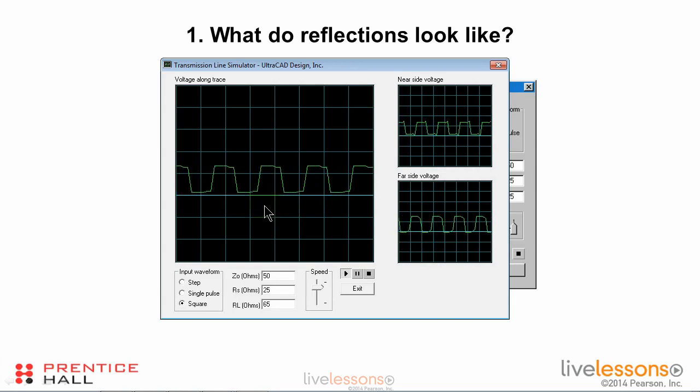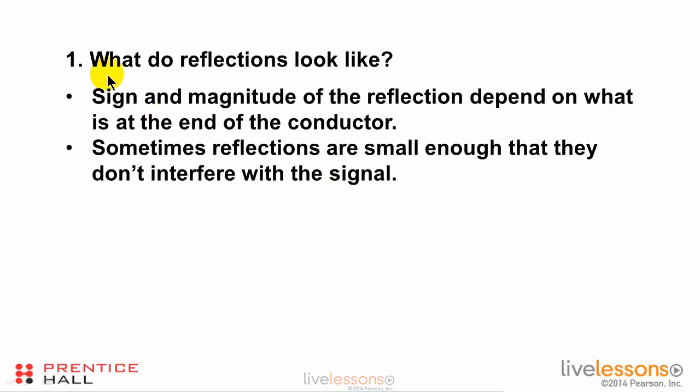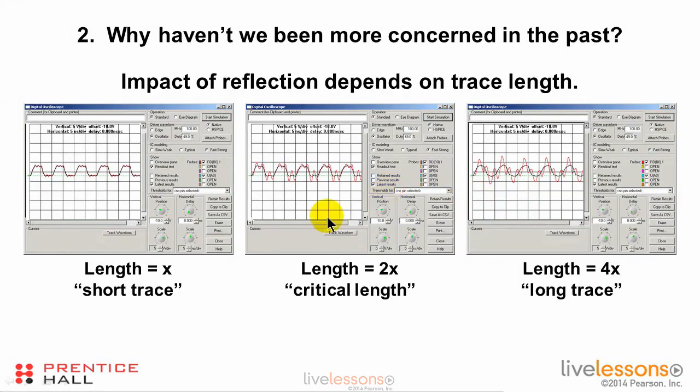So what do we get out of all this? What do reflections really look like? Well, the sign and the magnitude of the reflection depend on what's at the end of the conductor. And sometimes the reflections are small enough that they don't interfere with the signal. Well, that's confusing enough. So why haven't we been more concerned about this in the past?